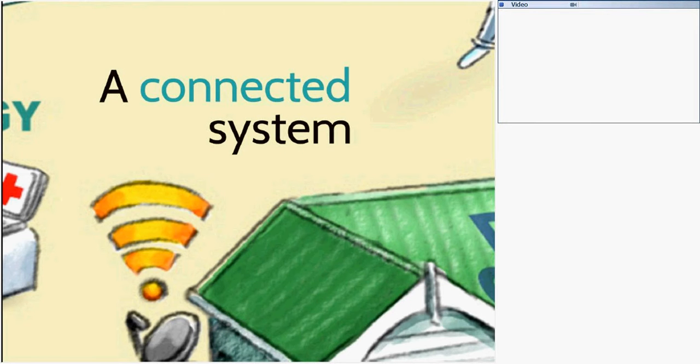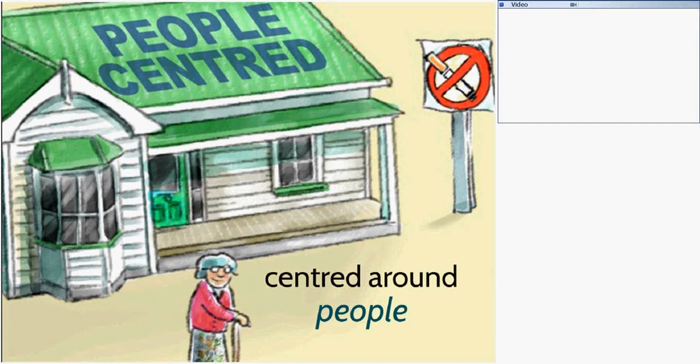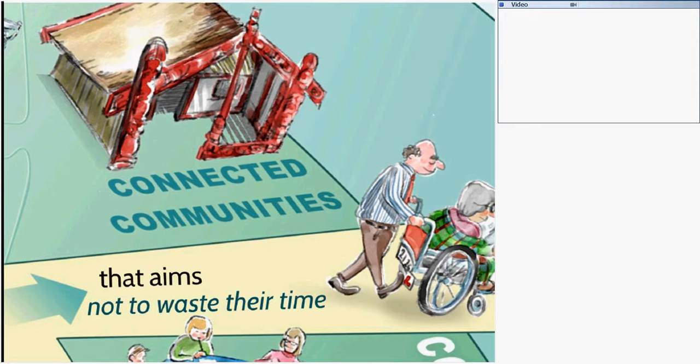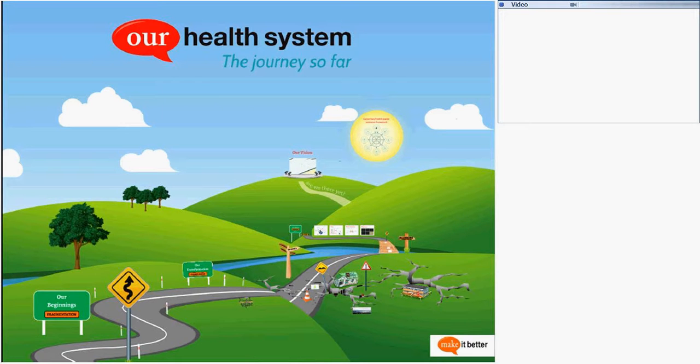Some core attributes sitting under that was actually a system that was connected, and one that actually shared information, was seamless, and for me as an individual, a patient, a citizen living in Canterbury, that I wanted to make sure that no matter where I went, someone had my health record. It was also centred around people, and that actually people remain at the centre of health, and most importantly, a system that aimed not to waste their time. And this has become increasingly one of the core metrics of the Canterbury Health System, is wastage of time.